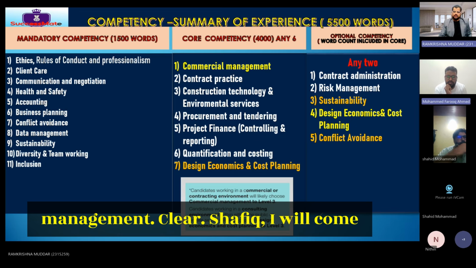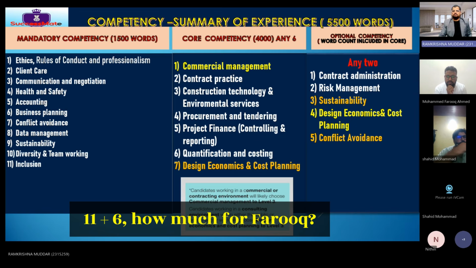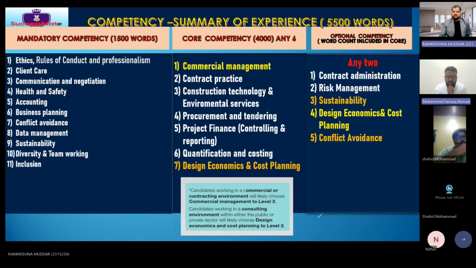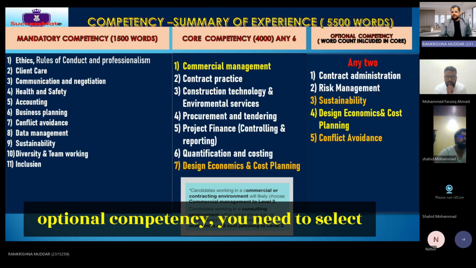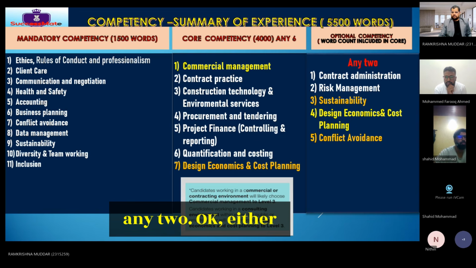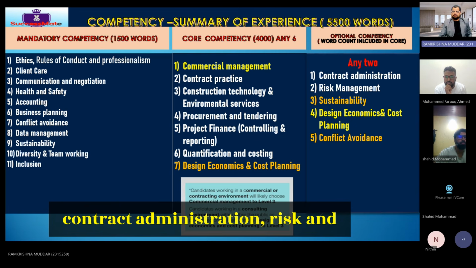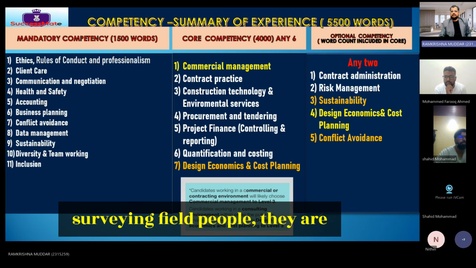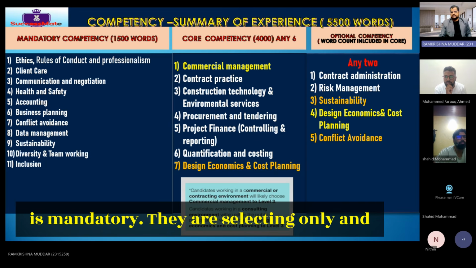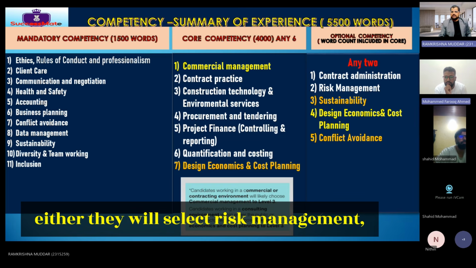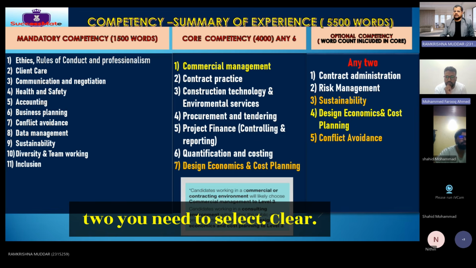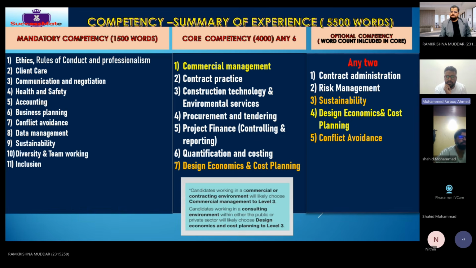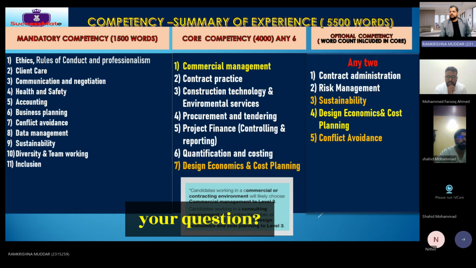Clear? Shafiq, I will come back. Let me clear the doubt of Farooq. So 11 plus 6, how much? 17. Correct? So in total you need to write 19. So out of this, the balance 2, in this optional competency, you need to select any 2. Either contract administration, risk management. Normally quantity surveying field people select contract administration. And either they will select risk management, sustainability, design economics or conflict avoidance. Clear, Farooq? So only 2 you need to select. Clear? Okay. Yes, Mr. Shafiq, what is your question?